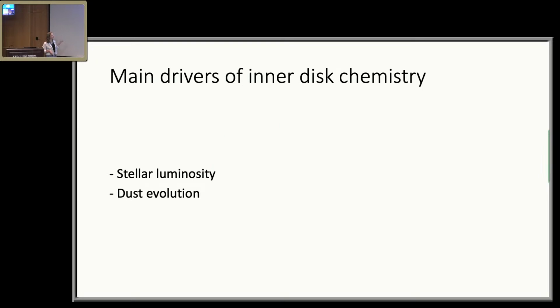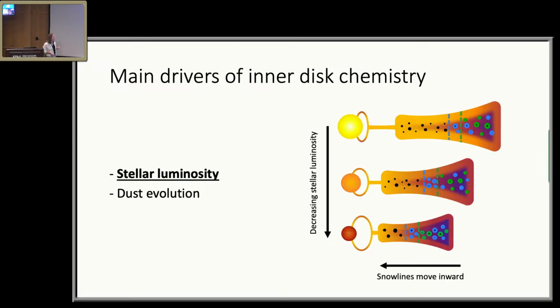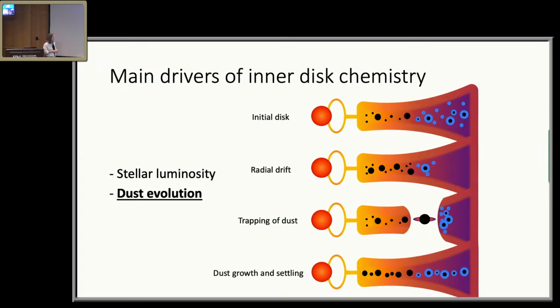So I'll argue here that there are two main drivers of the inner disk chemistry: the stellar luminosity and the dust evolution. The stellar luminosity is really setting the temperature structure of the disk. As we decrease in stellar luminosity, our snow lines are moving inwards, and that's changing the chemistry and the time scales of the chemistry in the inner disk. And then the other is dust evolution. As the dust evolves, it's going to have a great impact on the chemistry that we're seeing in the gas.